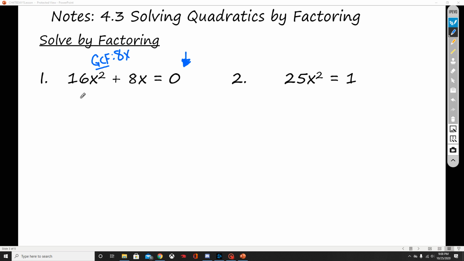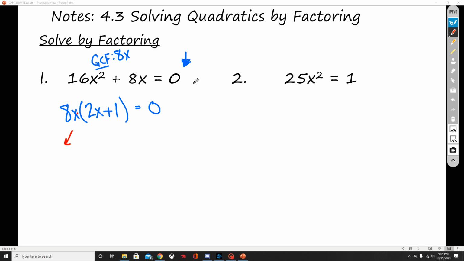8 goes into 16 2 times. x goes into x squared x times. And 8 goes into 8 one time, and x goes into x one time. So what we get when we factor out the GCF is 8x times 2x plus 1. Neither of these can be factored anymore. 8x certainly can't be factored, and 2x plus 1 certainly can't be factored either. These would be the two factors. 8x would be one factor, 2x plus 1 would be the other factor, and they multiply to be 0.